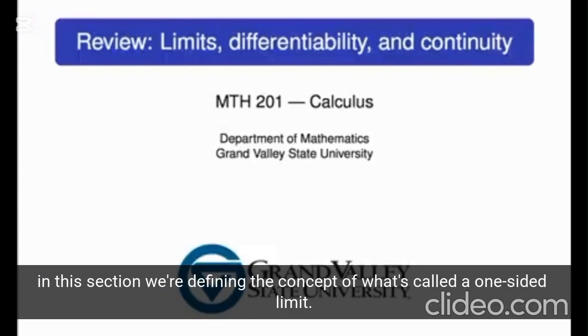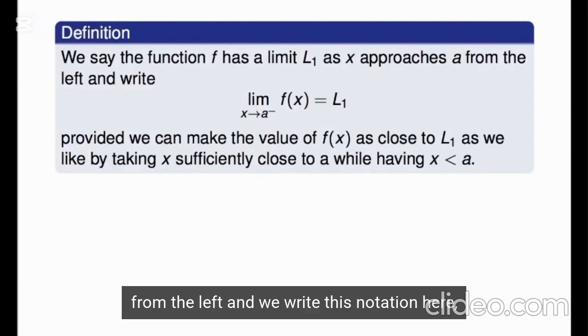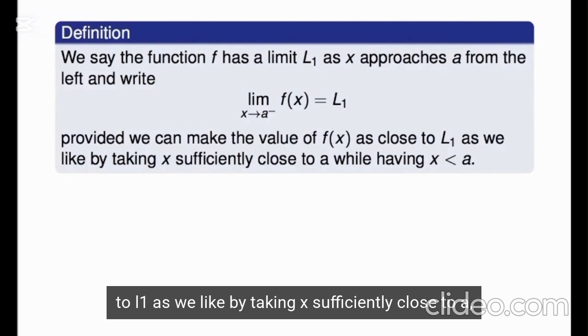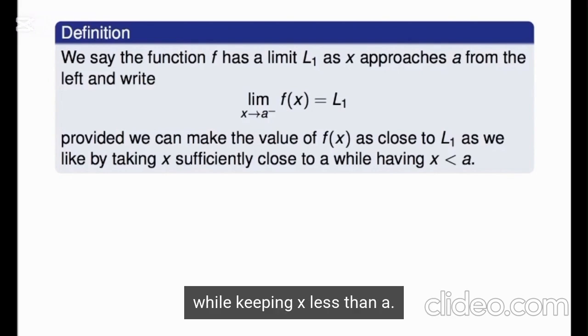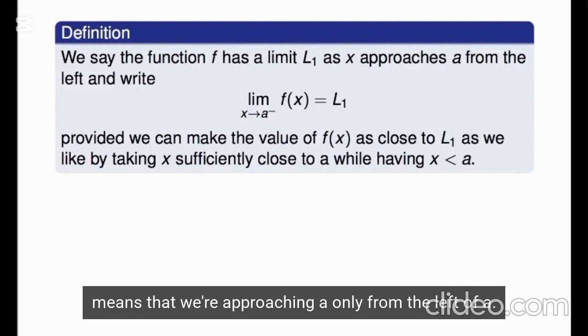In this section, we're defining the concept of what's called a one-sided limit. We're going to say that the function f has a limit L1 as x approaches a from the left, and we'll write this notation here, if we can make the value of f of x as close to L1 as we like by taking x sufficiently close to a, while keeping x less than a. Now here the little minus sign in the notation means that we're approaching a only from the left of a.